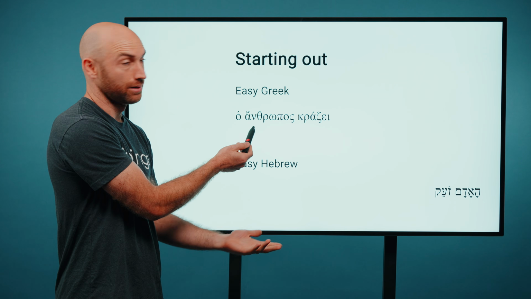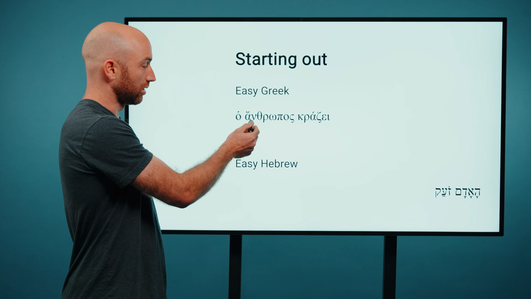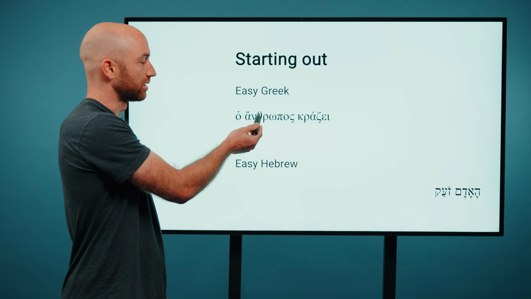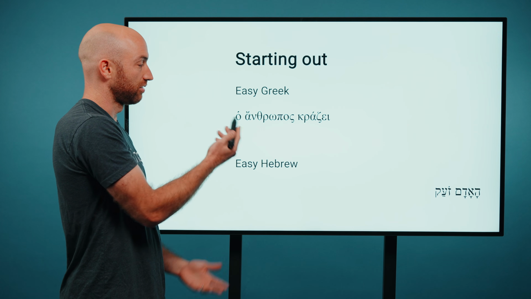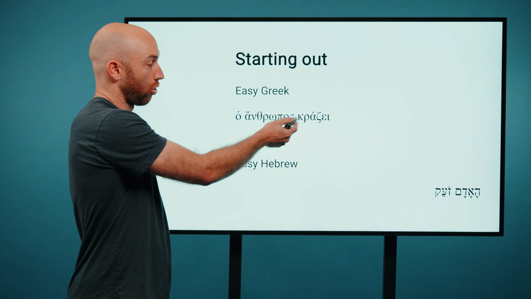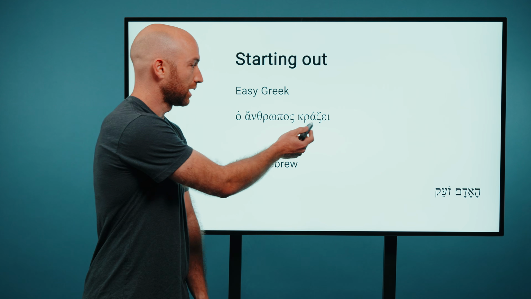This is an a, right? Alpha. Some of these are a little bit harder. This looks like a V, sounds like an N. This is a theta, right? Rho. But this is O. This is a P, O, S. Okay? This is a K, right? That's really easy. Krazei. Okay?